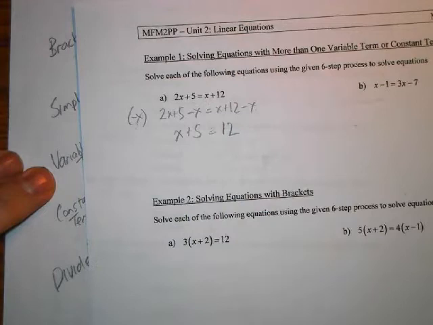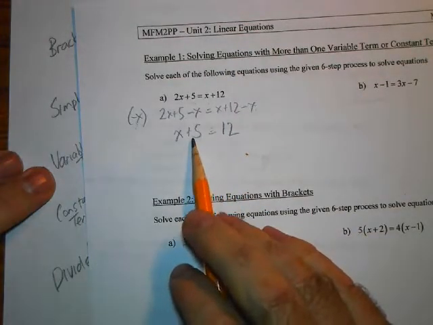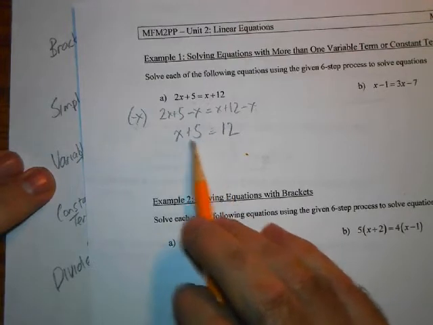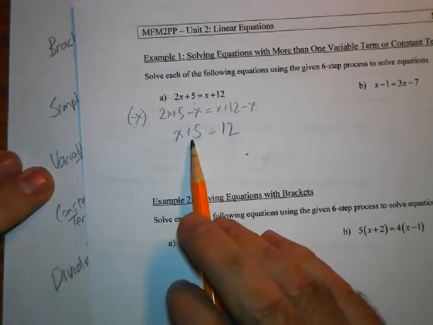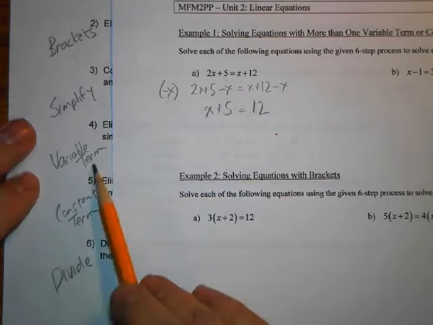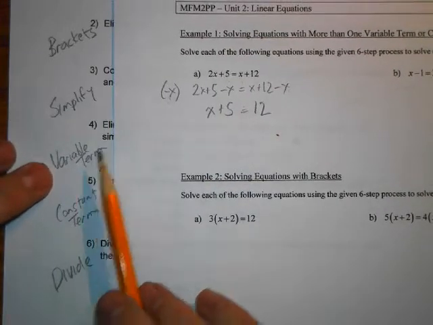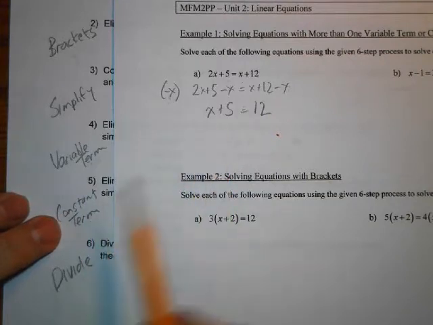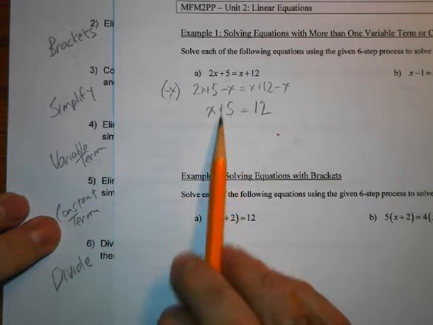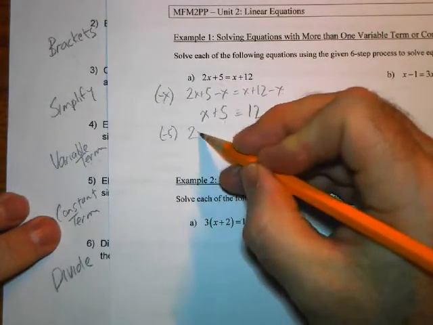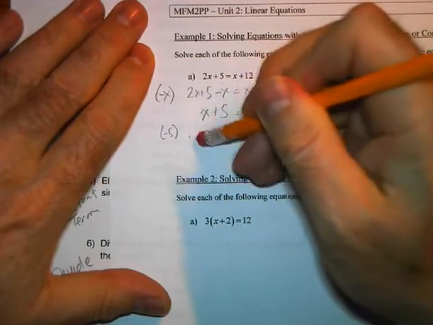Okay, and you can see at this point it looks very similar to questions we did in lesson 1. This is a very straightforward one-step equation. But if I used my step-by-step guide, if I continue down, so I just did the variable term, I had to subtract x. Do I have constant terms on the left side? Yes, I do. I've got a plus 5. What's the opposite of adding 5? Subtracting 5. So I'm going to do that to both sides. So that's just x.